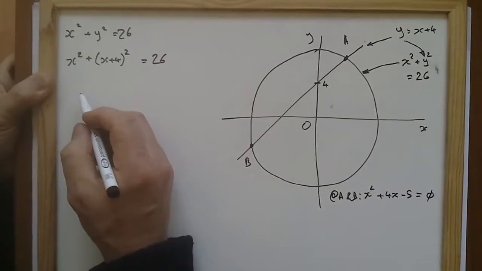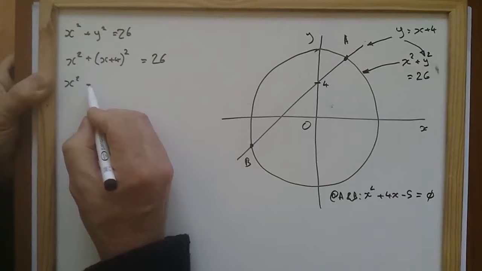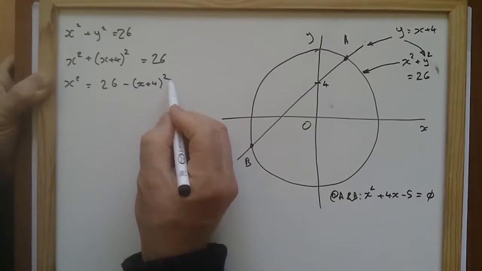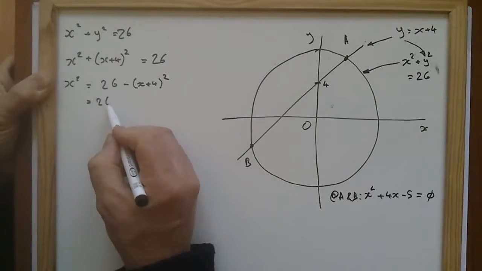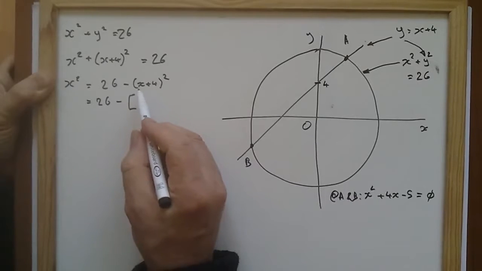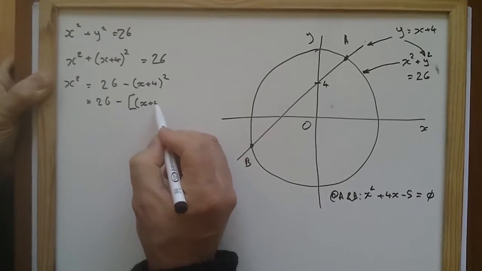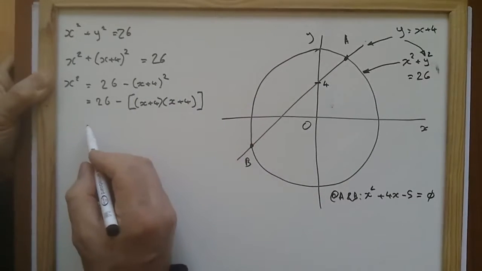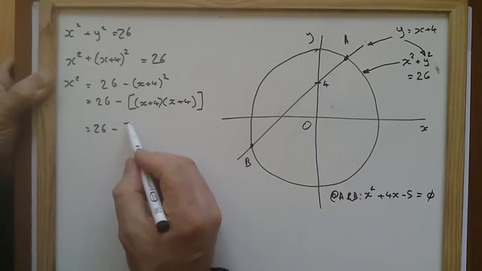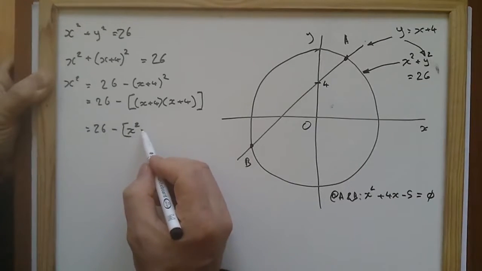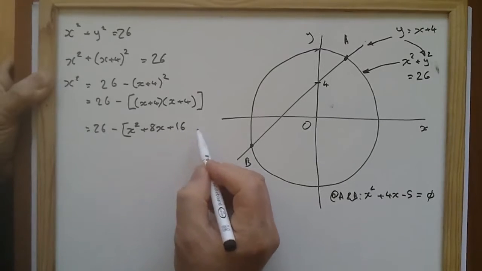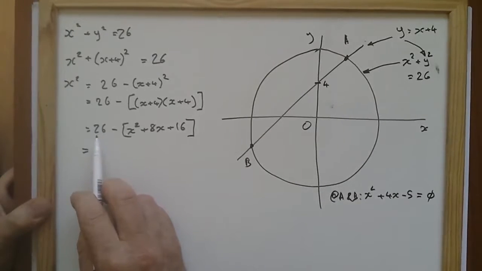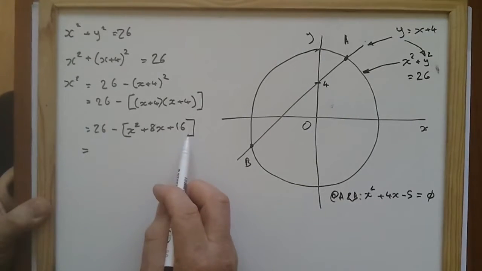Okay, well, if we rearrange this, we can see that x squared equals 26 minus x plus 4 whole squared, which is equal to 26 minus this stuff. This is x plus 4, which is just what the meaning of x plus 4 squared is. So that's 26 minus x squared. It's going to come out into 8x plus 16 if you just do your crab claw thing there. Now we need to be a little bit careful when we're subtracting from a number a bunch of stuff in brackets.